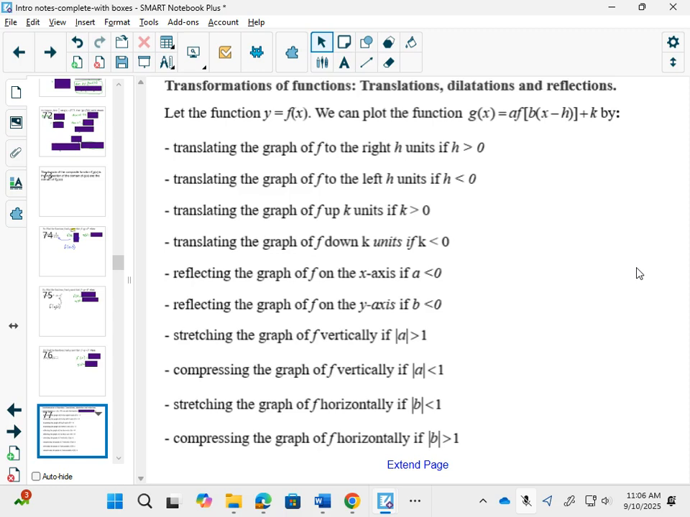Remember all of your stretches, compressions, reflections, translating left, right, up and down, all of that from grade 12. So everything that is multiplied, the A and the B, those will always be stretches and compressions. A new word for stretches and compressions here: dilatations.